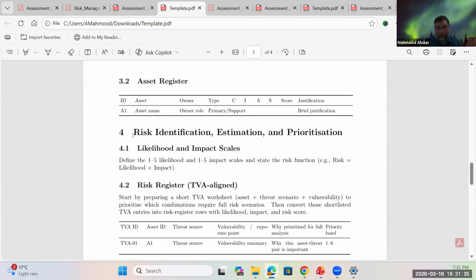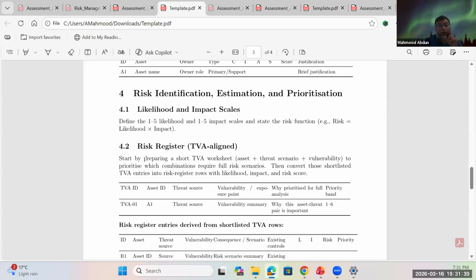Okay. Risk identification, estimation, prioritization, likelihood. What they're saying is there is a process, a quantification process of likelihood. Here the likelihood is quantized.